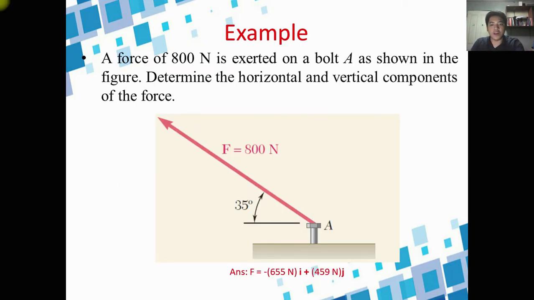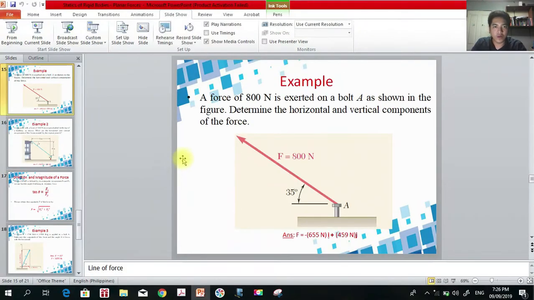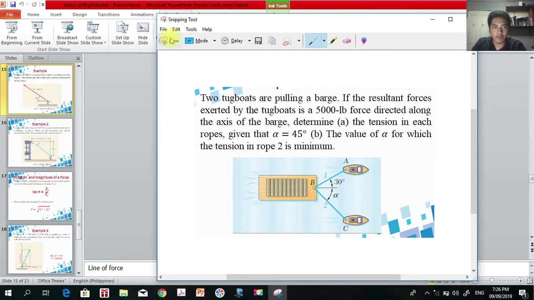So let's try this example. A force of 800 Newton is exerted on a bolt A, as shown in the figure. Determine the horizontal and vertical components of the force. Let me just copy that.